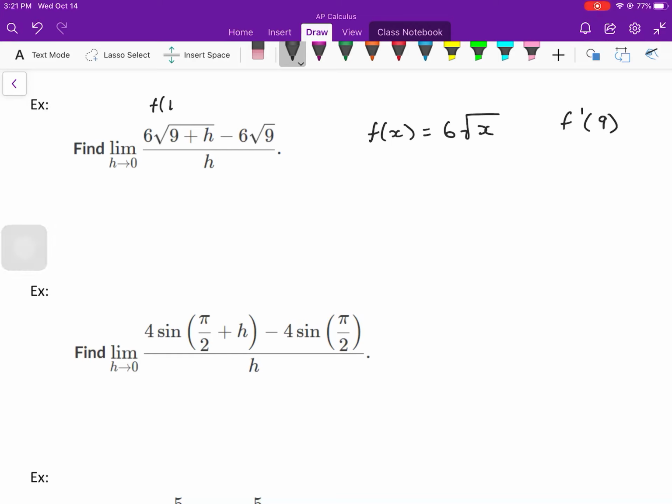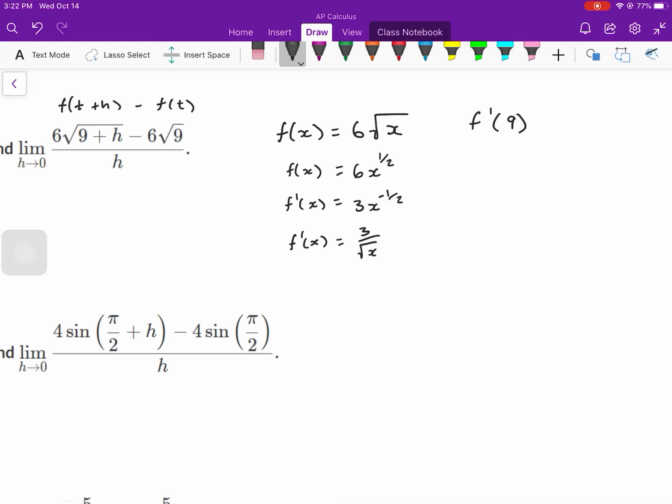f of t plus h minus f of t, where t is going to be 9. You can see the 9 plus h, right? So t is going to be 9. So our function is going to be this part here. Just replace that 9 with the variable. So let's find f prime of x. I'm just not using t this time. It just makes more sense to me to use f of x. It doesn't really matter. It still would end up with the same answer. So that's going to be 3x to the negative 1/2, which is 3 over the square root of x. All right. So f prime of 9 would equal 3 over the square root of 9, which is 1.